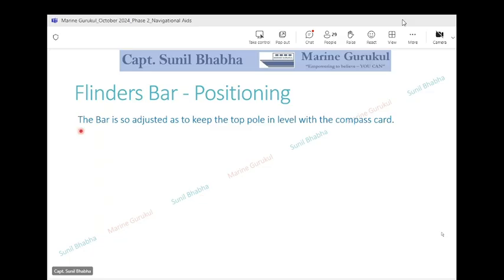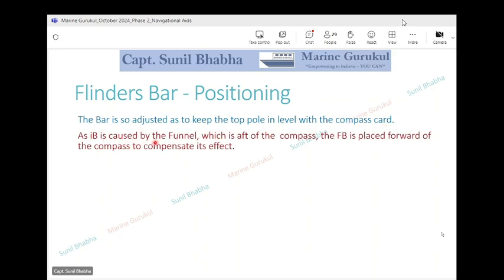Now, when we are putting the flinder bar, the bar is so adjusted as to keep the top pole in level with the compass card. It should be so placed that the top pole of the flinder bar should be in the same horizontal plane as the compass card. So as IB is caused by the funnel which is aft of the compass, the flinder bar is placed forward of the compass to compensate its effect.